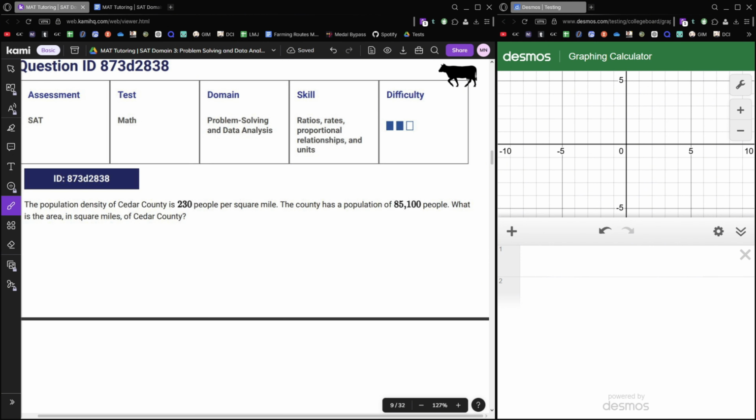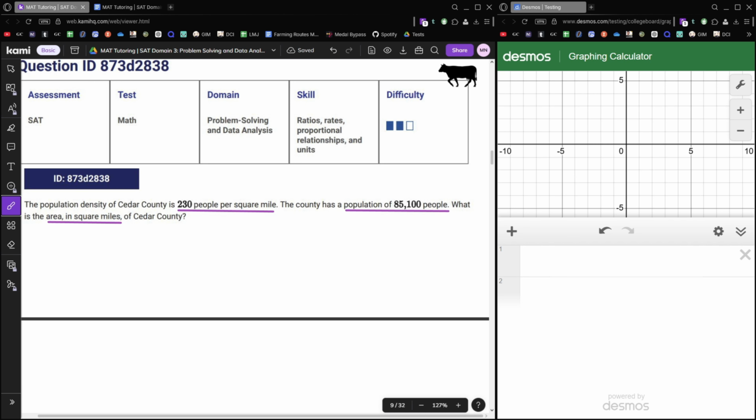Slide number 9. This time, they give us the population density. They tell us it's 230 people per square mile. Then they also give us the population of 85,100 people. Now they're asking us for the area. Let's go ahead and write down what they give us.